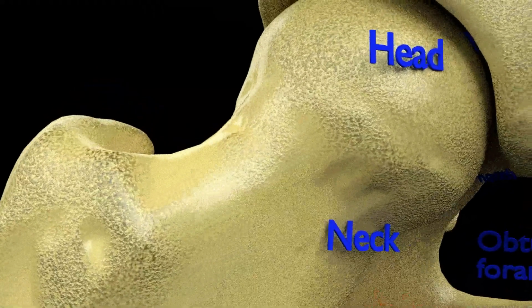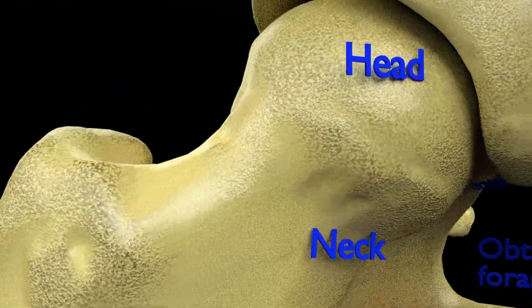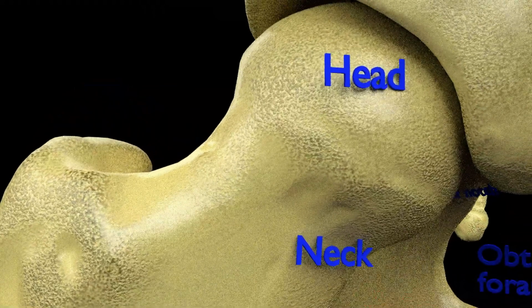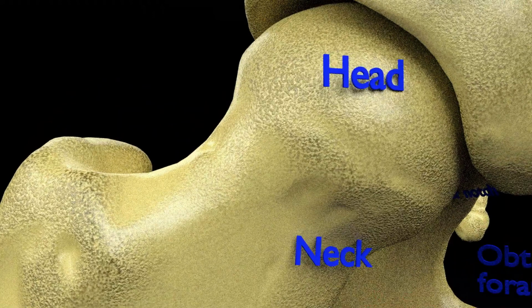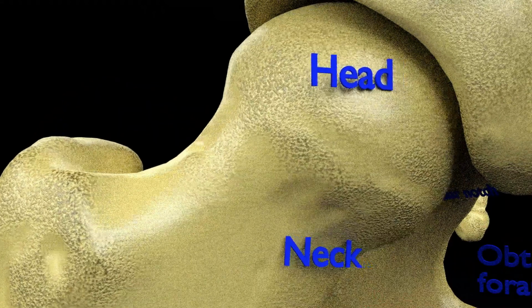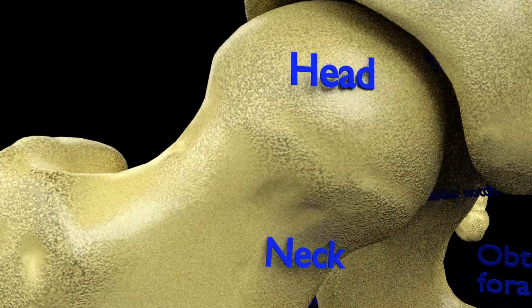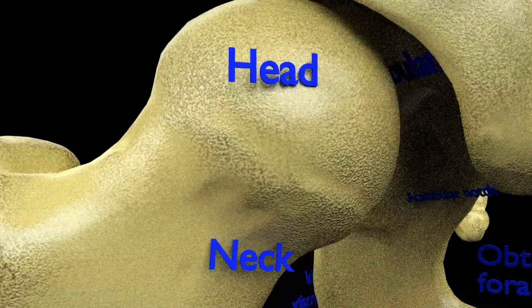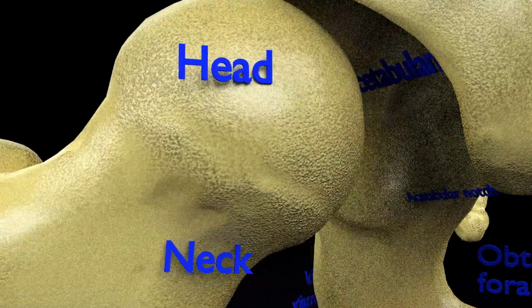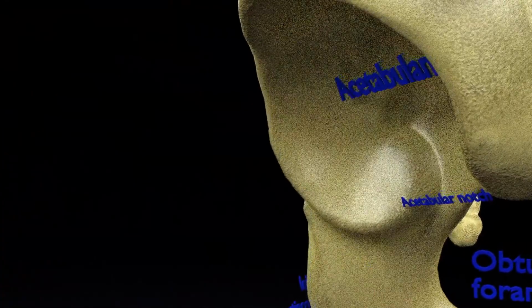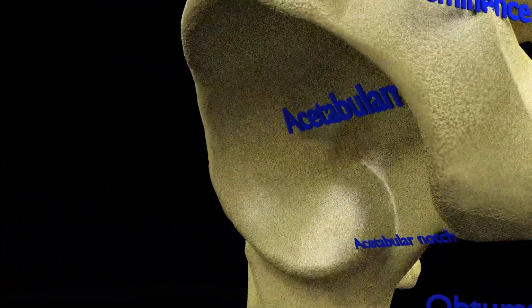Now in this anterior view, you can see the head and neck of the femur. Fracture of the neck of the femur is the most common fracture of the femur. Fracture of neck of femur can be classified in various ways: according to the anatomical classification, Garden classification or the Pauwels classification. The head of the femur articulates with the acetabular cavity of the hip bone and forms the hip joint, which is a ball and socket joint.